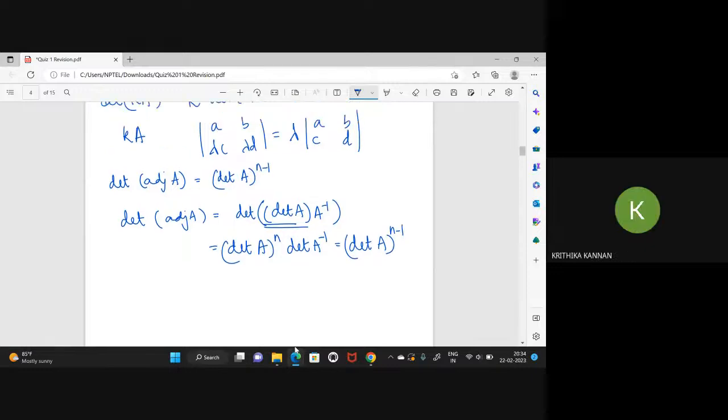Then minus. You can just derive it. Fine?